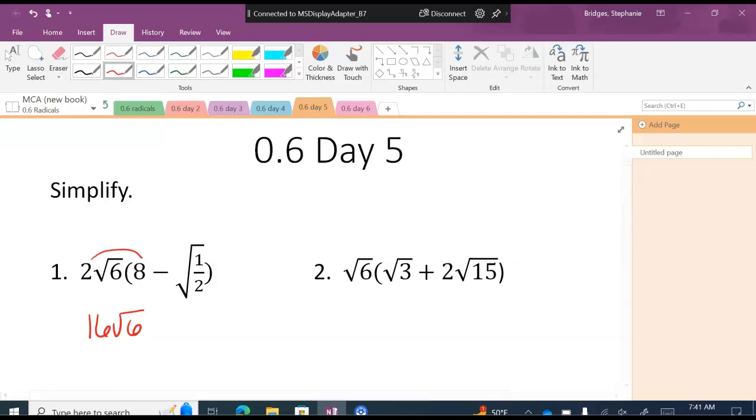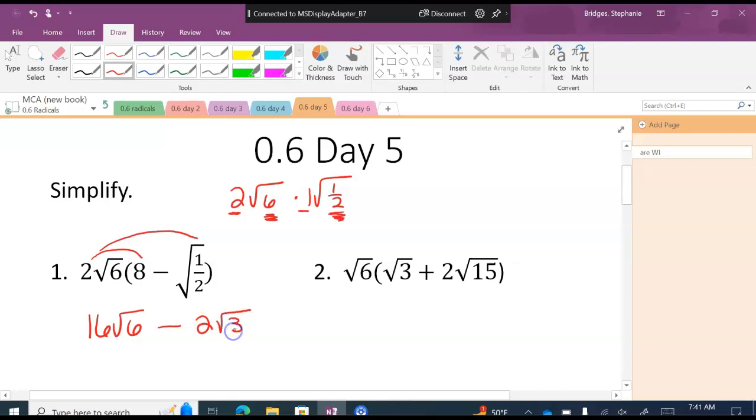And then we're going to do the same thing. We're going to multiply that 2 square roots of 6, excuse me, times the square root of 1/2. And if you think about it like this, if I put these together, what's in front of the square root of 1/2? A 1. Okay, so we multiply the numbers out front. 2 times 1 is 2. And then when I do the square root of 6 times the square root of 1/2, I just need to multiply 6 times 1/2. And what is 1/2 of 6? 3. So that becomes the square root of 3. Because anytime we multiply radicals, we keep the radical, and then we multiply the numbers under it.